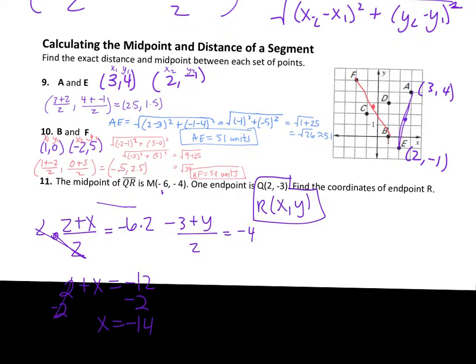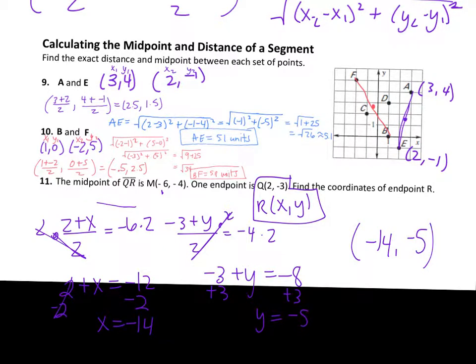I'm going to do the same thing for Y. I'm going to multiply by 2. Cancel out my 2. So I have -3 plus Y equals -8. And then I'm going to add 3 to both sides. So Y equals -5. So my original point would have to be -14, -5 in order to give me a midpoint at -6, -4.